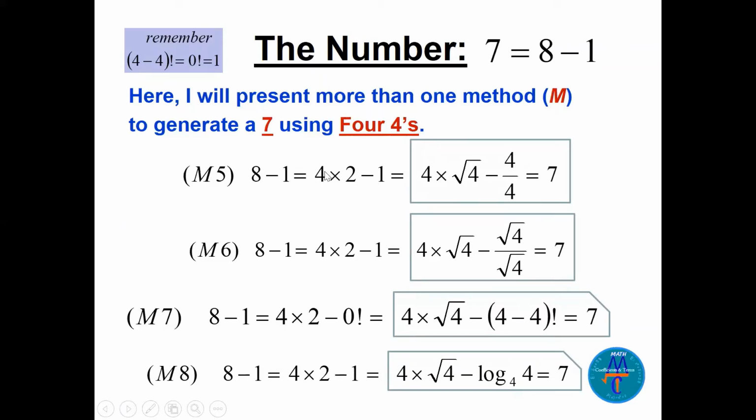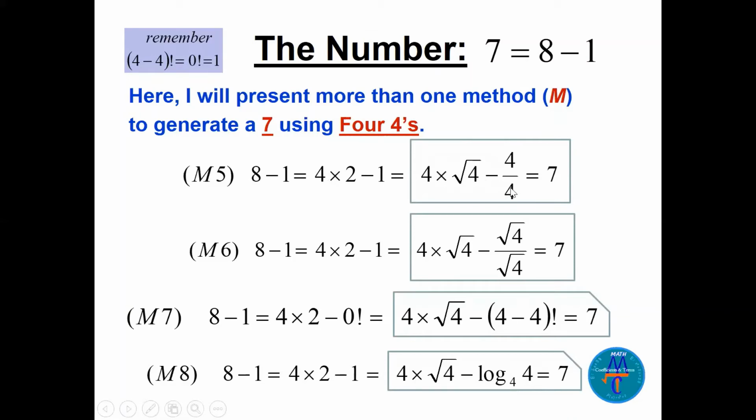So this 8, instead of writing 4 plus 4, I will write 4 times 2. You see? 8. 4 plus 4 is 8. 4 times 2 is 8. And this 2, I can write square root of 4. So 4 times square root of 4 minus 4 over 4.